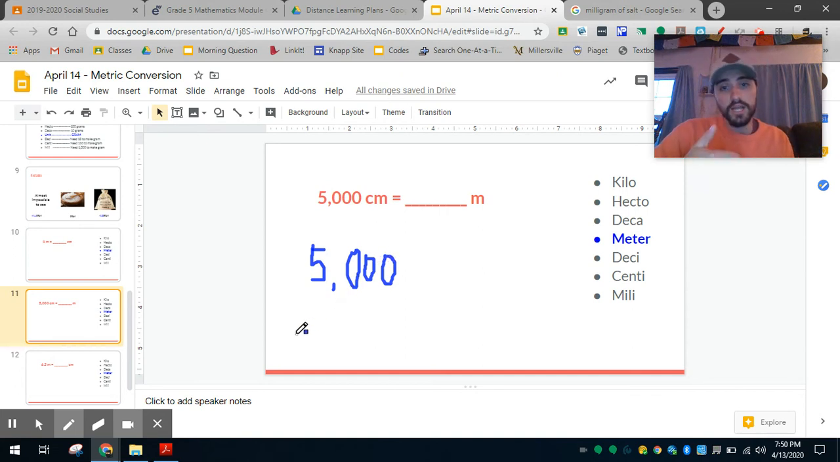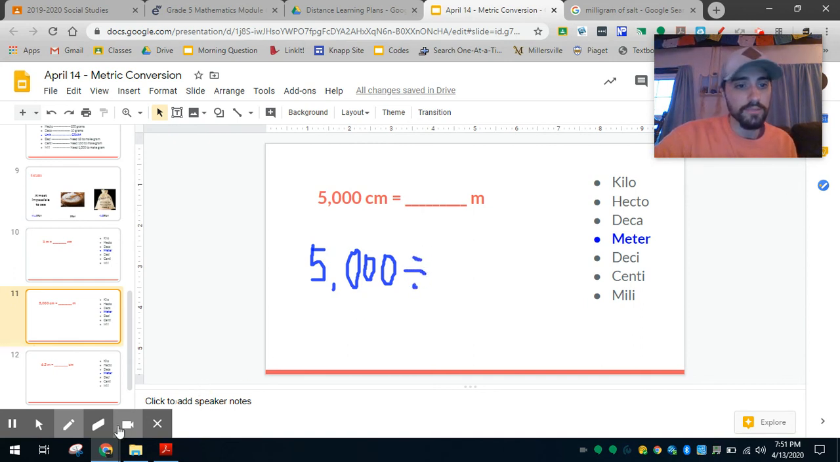Now we have to decide, are we going to multiply or divide? Well, I'm going from centimeters to meters. I'm going from a bunch of little things into just a couple big things. So I'm going to have less things. It's the same distance, but I'm going from a bunch of little centimeters to a couple big meters. So I'm going to have less things, so I'm going to be dividing.